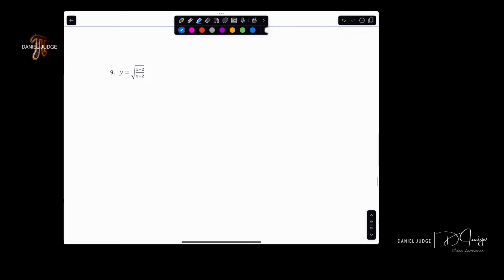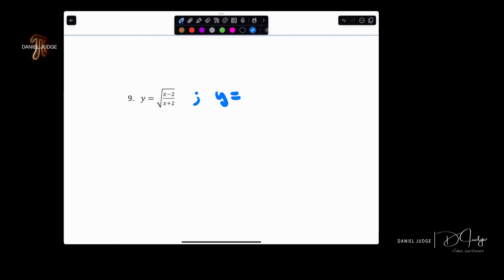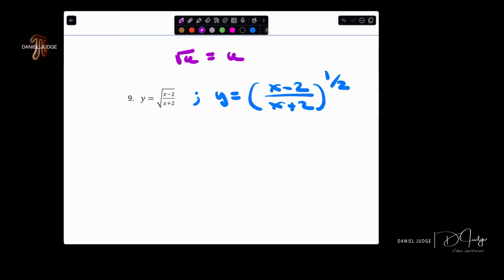Okay, let's look at question number 9 here. We're going to get that derivative as well, using chain rule and so on. So I would say first start off, write your y as x minus 2 over x plus 2 to the 1/2 power. Write it with a rational exponent because that's what that is. The square root of u, remember, is u to the 1/2. This is what we're saying now.